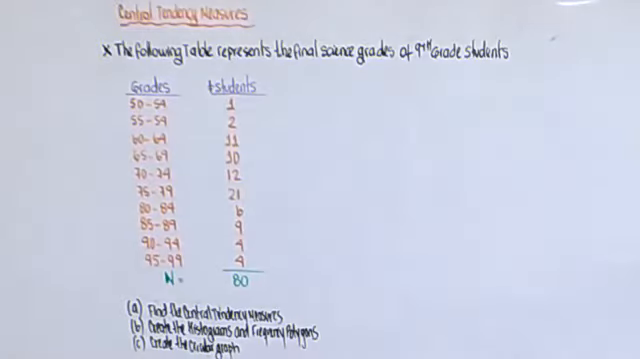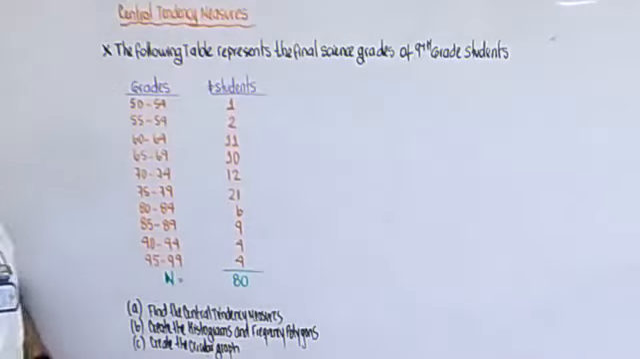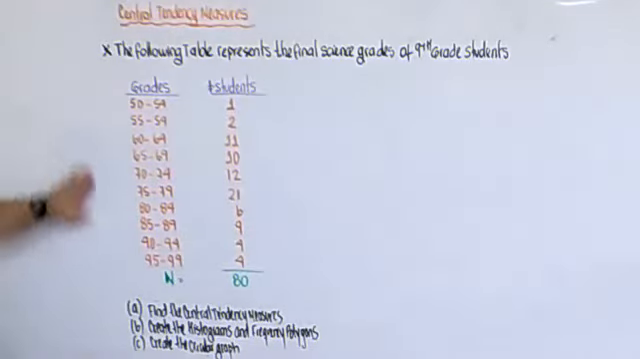Okay. According to what the problem says, the following table represents the final science grades of ninth grade students. In this table, as you can see, the data is distributed in 10 classes. This is the class interval, and we have the number of students.